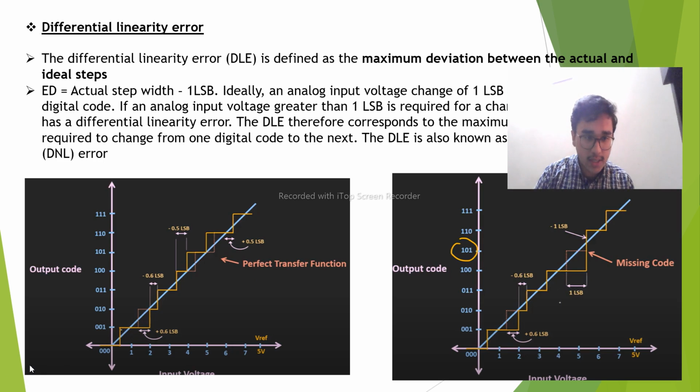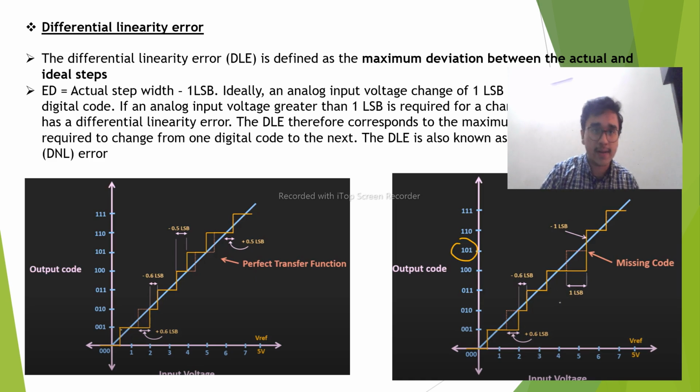So if the difference between the actual curve and the ideal curve is zero, then irrespective of the input, the corresponding binary output will never occur, right? This is nothing but the differential linearity error.